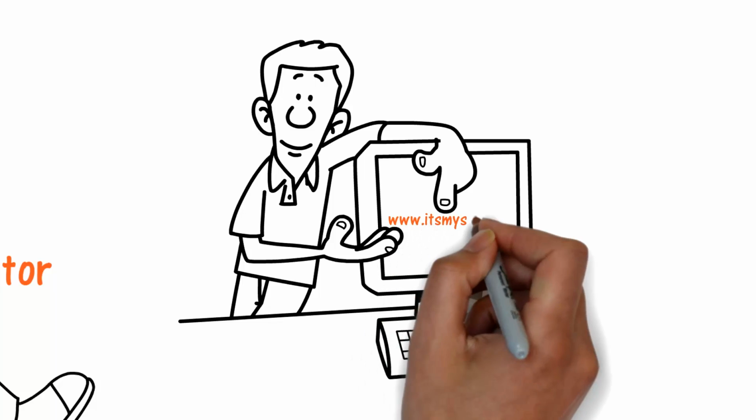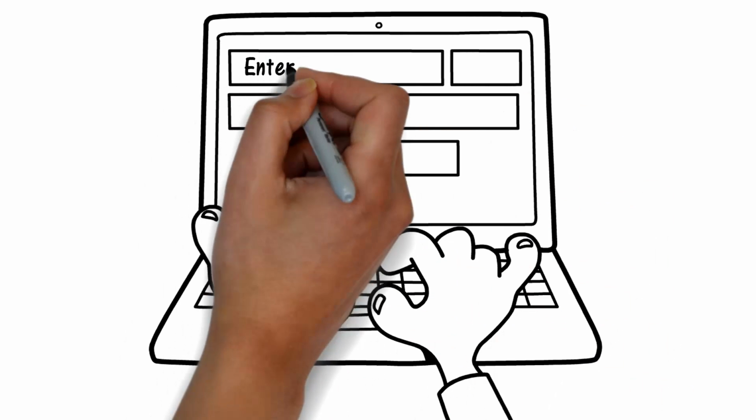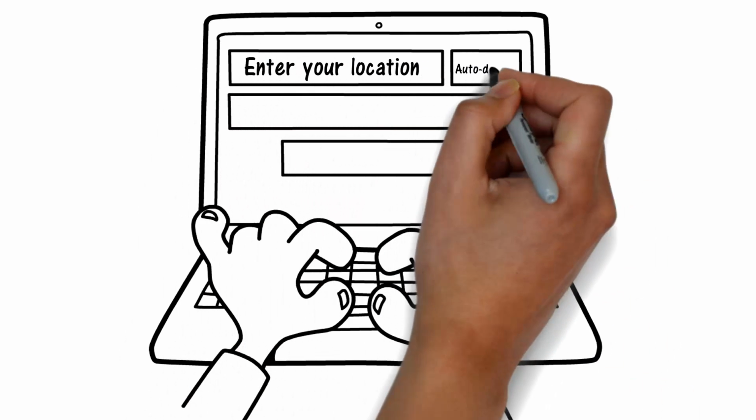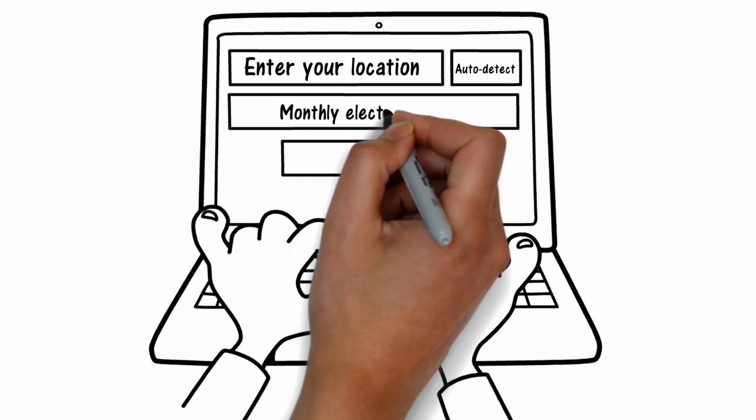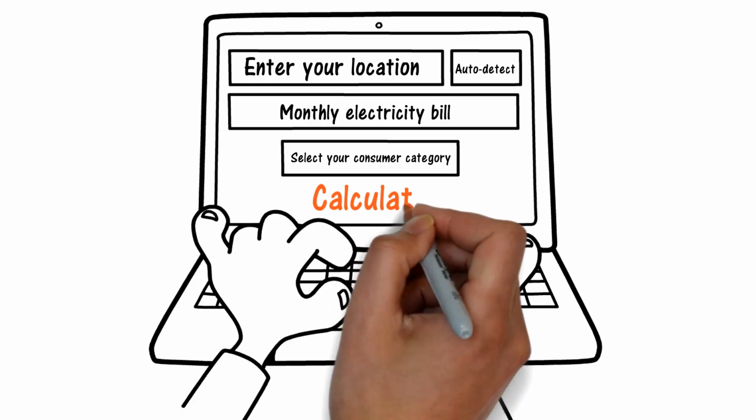You simply log on to our website, www.itsmysun.com, and from the header, click on Solar Calculator. On the page, enter your location or let us auto-detect it. Input your monthly electric bill and select your consumer category. Click on Calculate and you will have your solar scorecard before you.